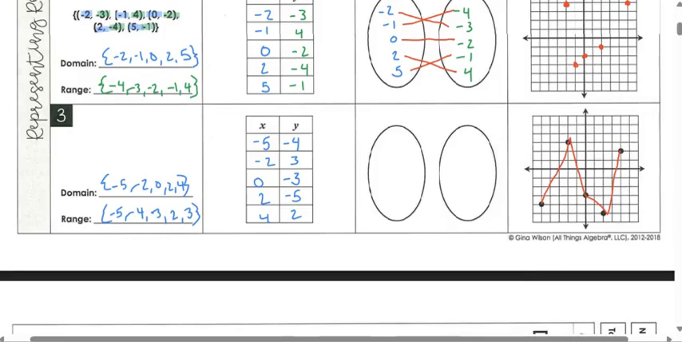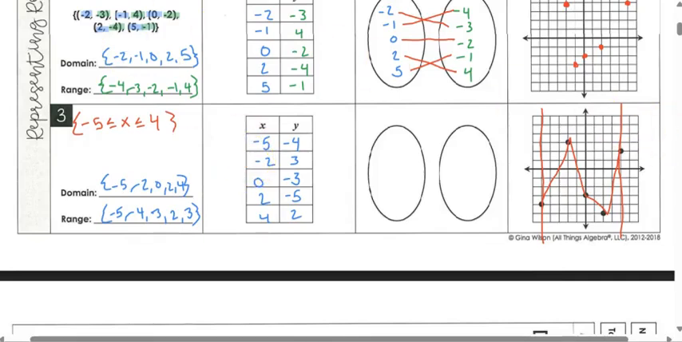Okay, and so domain, the furthest left that this graph goes is -5. So I'm going to say that -5 is less than or equal to x, which is less than or equal to, and the furthest right it goes is all the way over here at +4. So my domain has to be somewhere between -5 and +4. Every single decimal that you could possibly think of between -5 and 4, that is my domain.